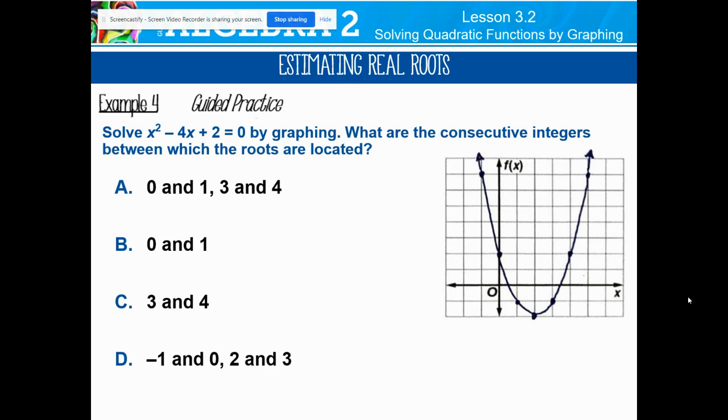Here's another one, and I have it graphed there for you. x squared minus 4x plus 2 equals 0. You have a grid to make the graph yourself. Once again, it does not cross at a nice number, but somewhere in between 0 and 1, and it crosses again over here between 3 and 4. So A is our solution.